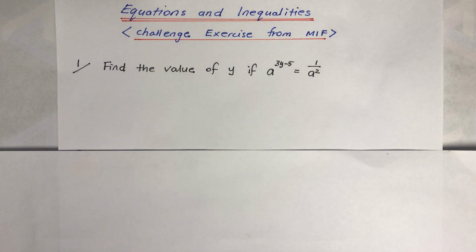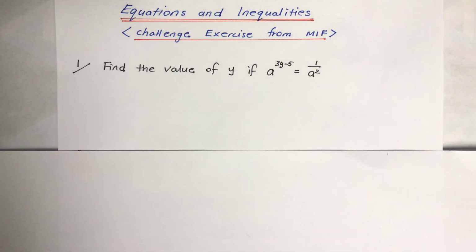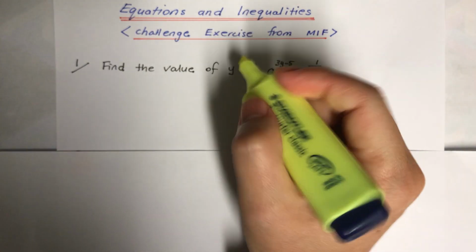Equations and Inequalities. It's a challenge exercise from Maths in Focus. Now there are 15 questions, so I might have a break halfway through and then come back. First question, find the value of y if a to the power of 3y minus 5 equals 1 over a squared. So we need to find the value of y.